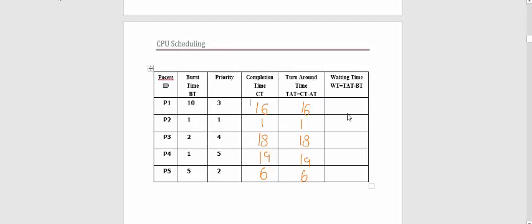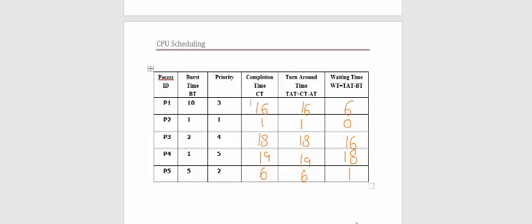Finding the waiting time. Waiting time is turnaround time minus burst time. So 16 minus 10 gives you 6. Then 1 minus 1 is 0. Then 18 minus 2 is 16. 19 minus 1 is 18. And 6 minus 5 is 1. So this is your waiting time and turnaround time.